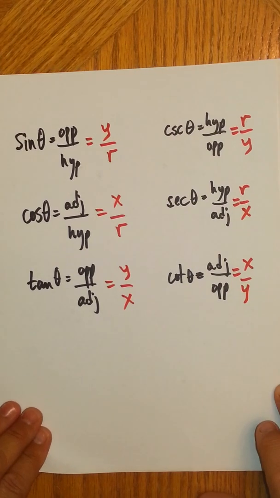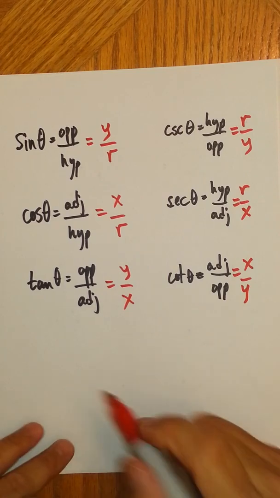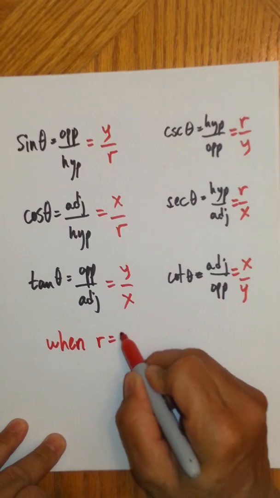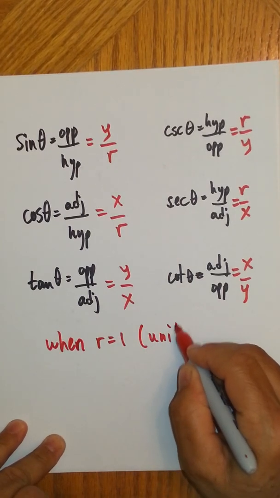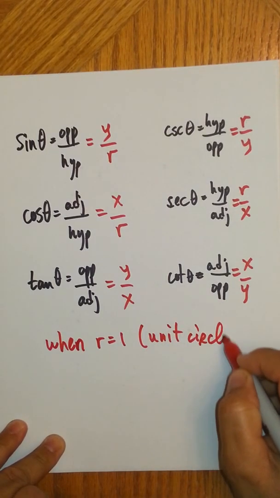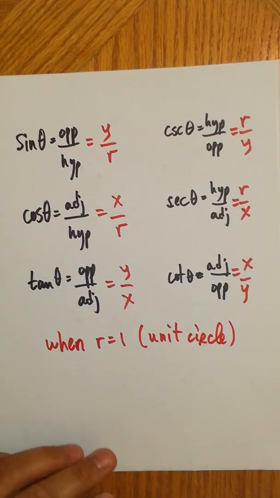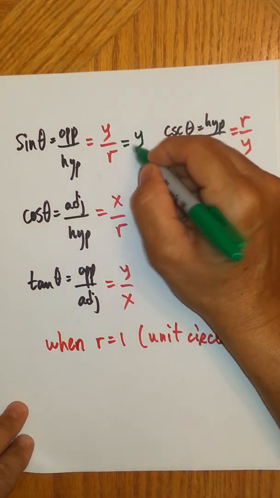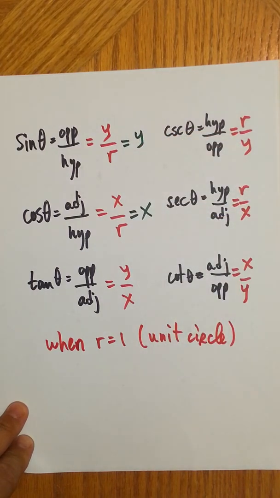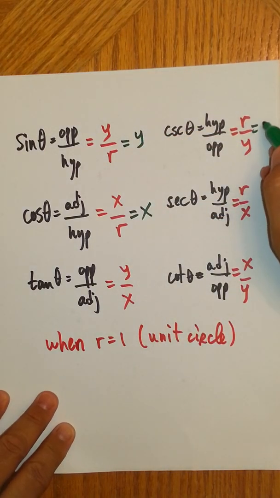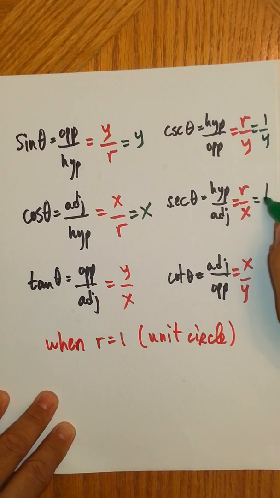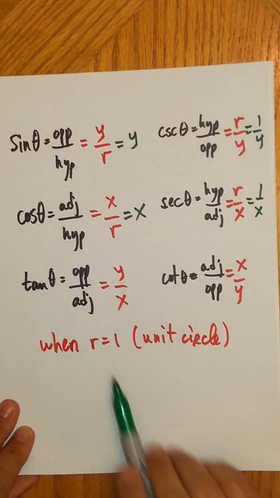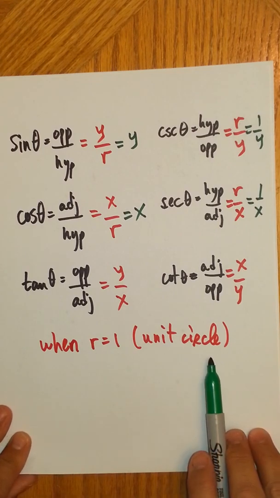Okay? So, now when r is 1 because you're on the unit circle, then what happens is r is 1 and this just becomes y, this just becomes x. Okay? This becomes 1 over y, 1 over x, right? So that you have these definitions when you're on the unit circle specifically.